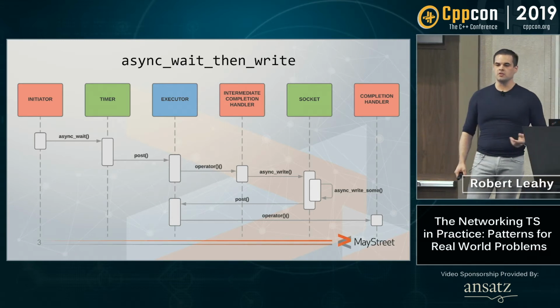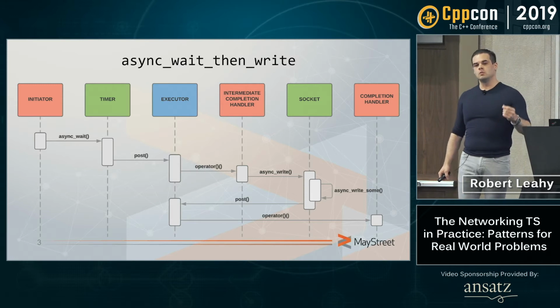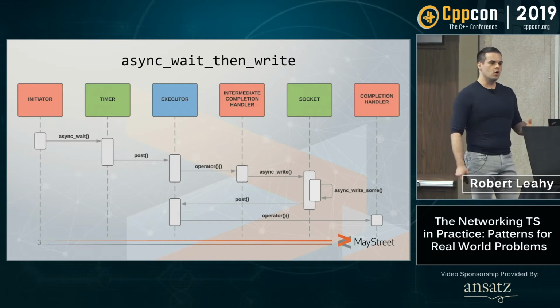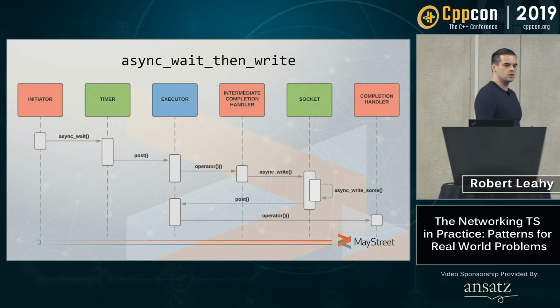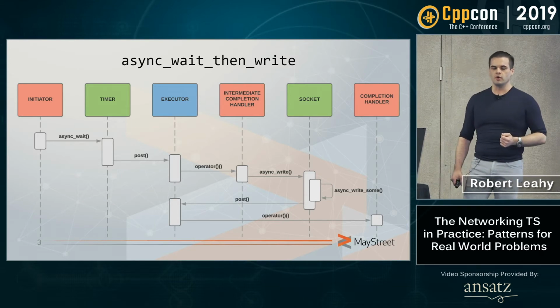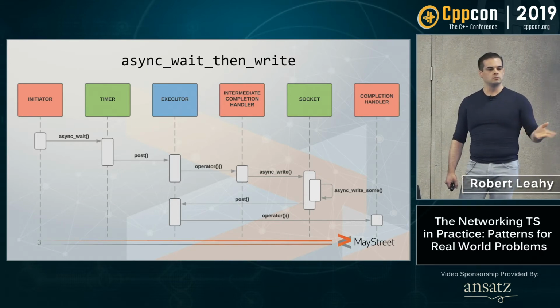There will be a post to an executor, and at this point, we will have waited and then written. All the work will be done, and so we'll call the completion handler for our operation. We'll hand asynchronous control flow back to the person who initiated this operation in the first place and let them know you're done.